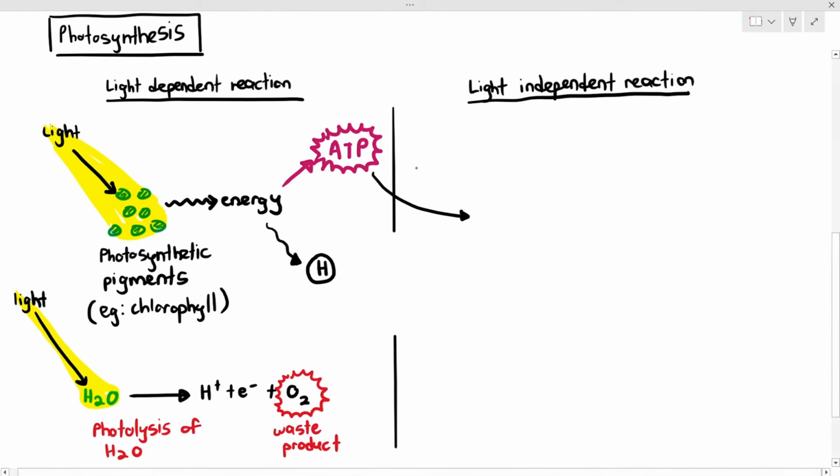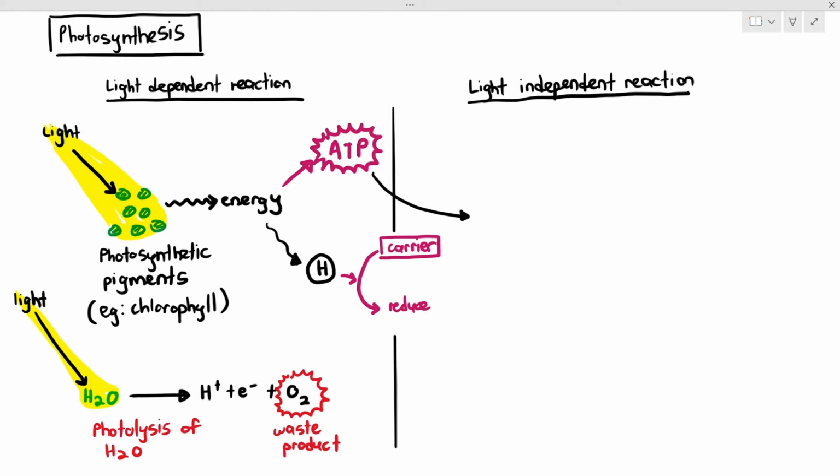So when we studied respiration, how does the hydrogen know where to go? Well, they use the help of carriers like NADs and FADs, right? Same thing happens over here as well. A carrier will come over and carry the hydrogen atoms. And when the carrier receives the hydrogen atoms, the carrier is said to be reduced. So we call it a reduced carrier.